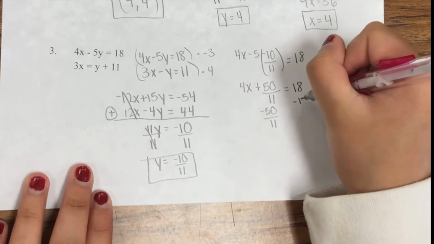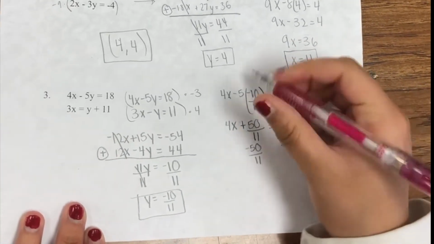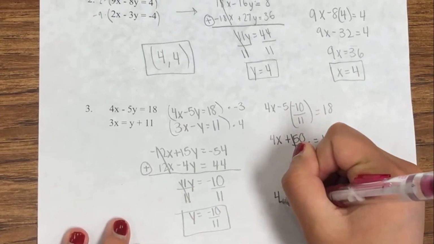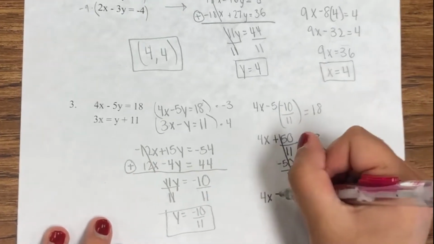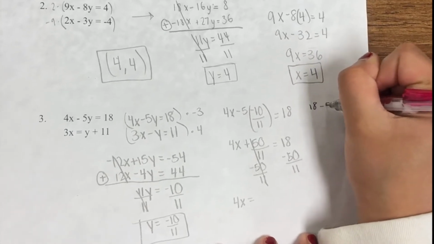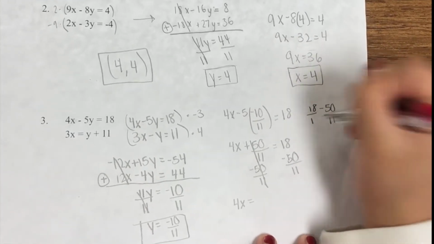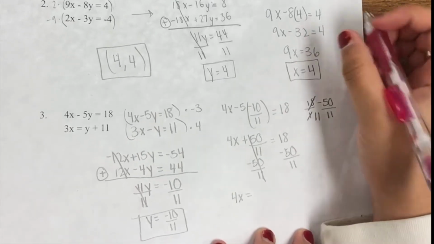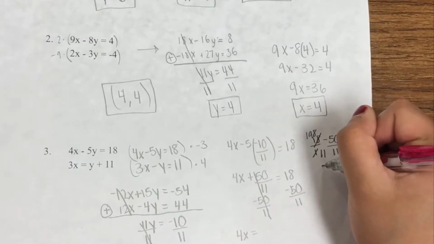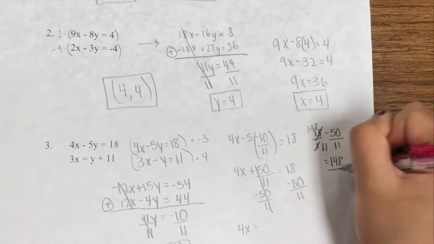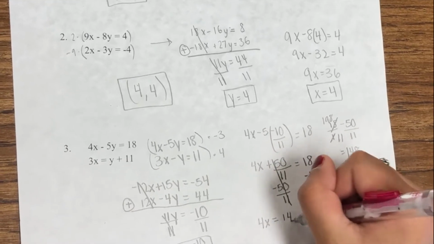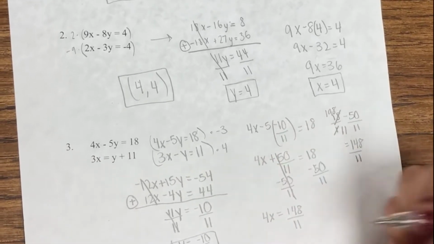Then you have to subtract 50 over 11 from both sides, but you keep the 4x. So it would be 4x equals 148 over 11. And then I got 148 over 11 by doing 18 minus 50 over 11, but the 18 was over 1, so you have to multiply that by 11, and you get 198 minus 50 over 11 equals 148 over 11. And so that simplifies to 4x equals 148 over 11.